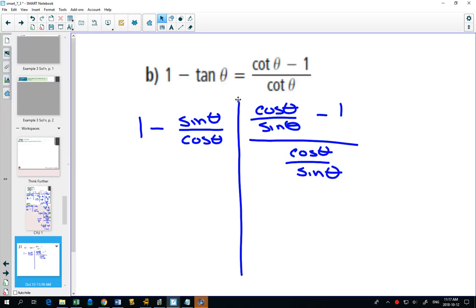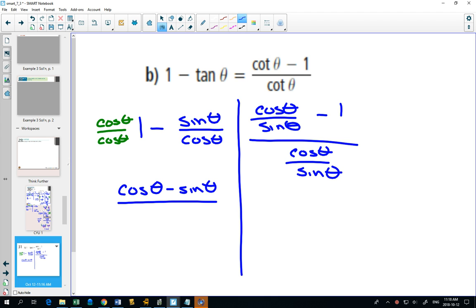On the left-hand side, it is not a single fraction. I'm subtracting. What do I need to subtract fractions? A common denominator. So I'll multiply my 1 by cos theta over cos theta. Then I get a common denominator, so I can subtract the tops all over cos theta. Done. Left-hand side is a single fraction.